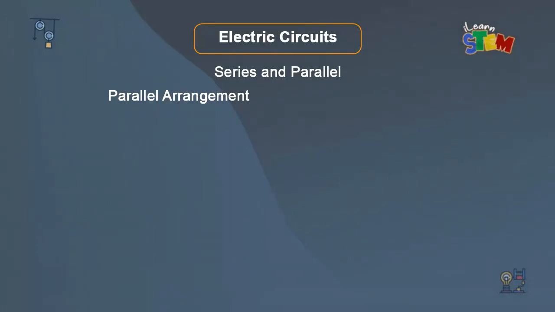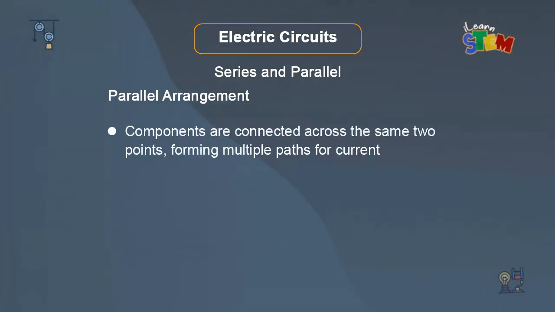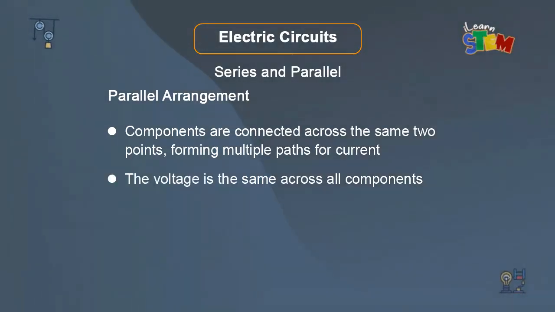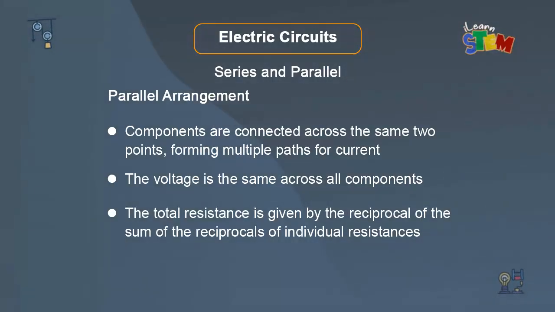Also, in a parallel arrangement of a circuit, the components are connected across the same 2 points, creating multiple paths for current to flow. In this setup, the voltage is the same across each component. However, the total resistance is calculated differently. It is found by taking the reciprocal of the sum of the reciprocals of the individual resistances.